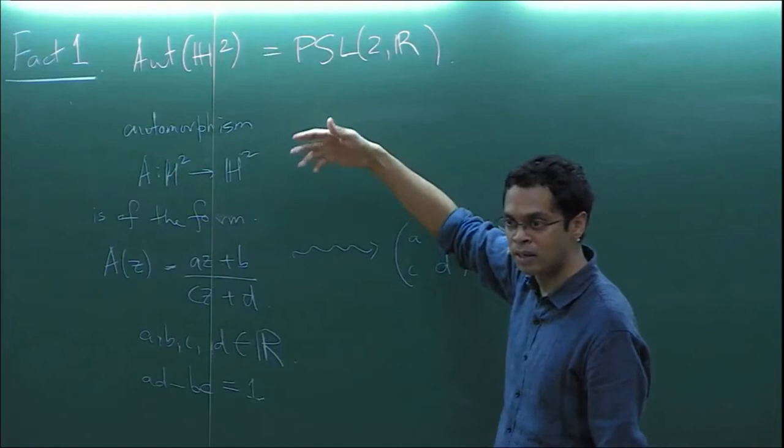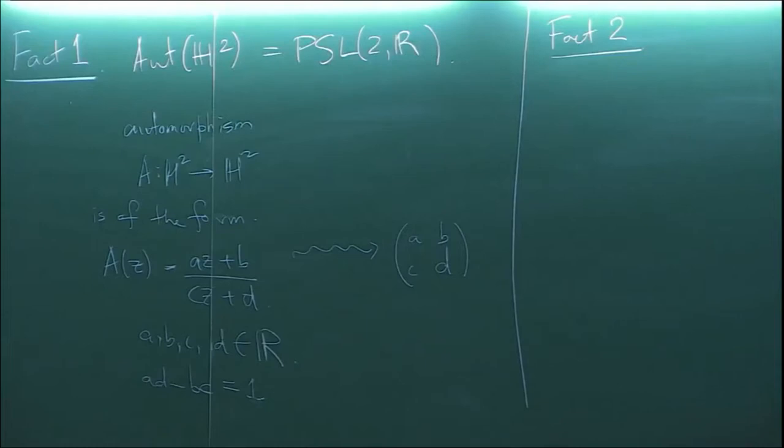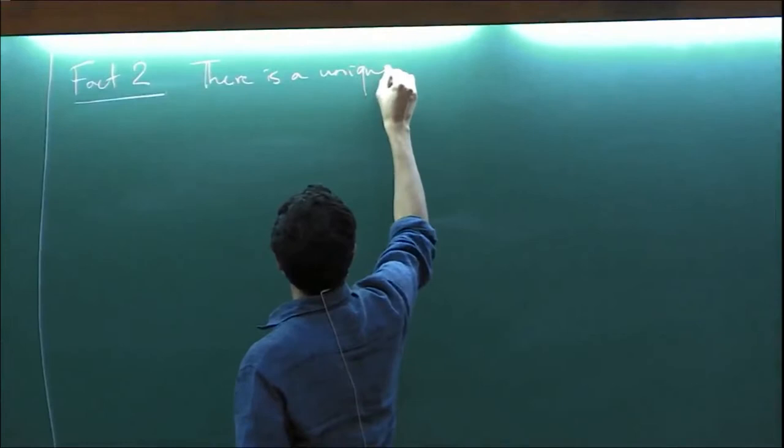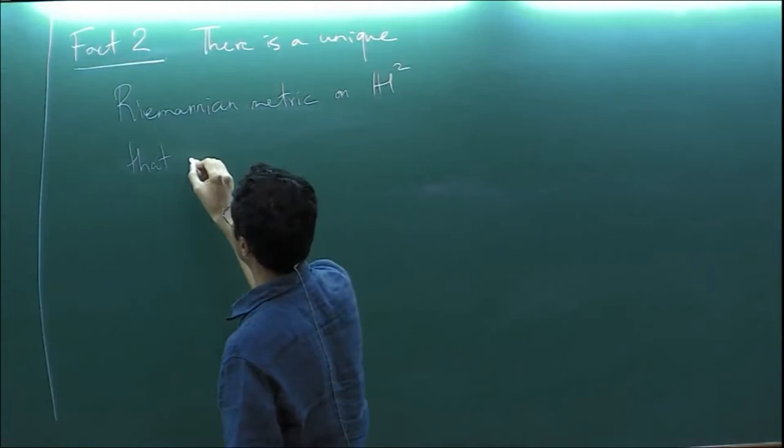So that's fact one. Fact two, and this is really the starting point of the connection between geometry and complex analysis, is that there is a unique Riemannian metric on H2 that is invariant under these automorphisms.